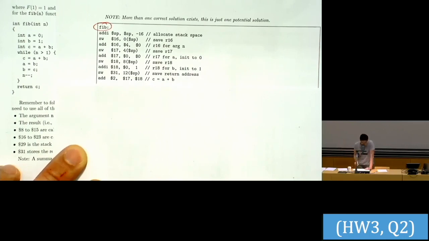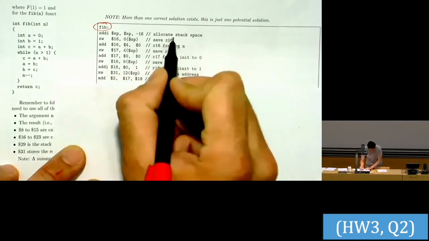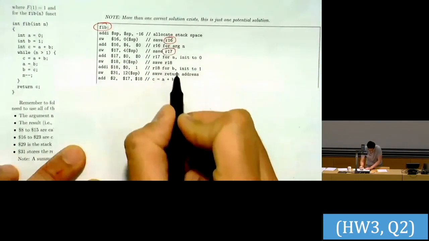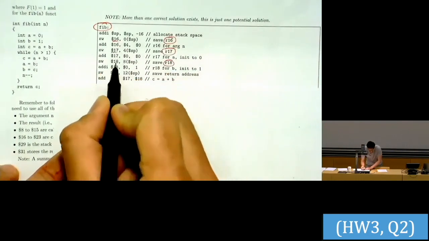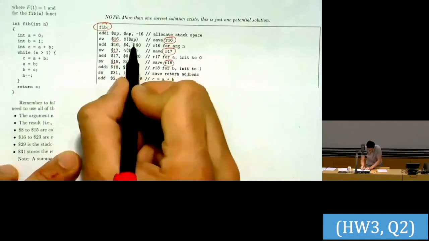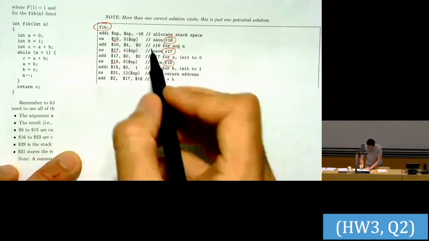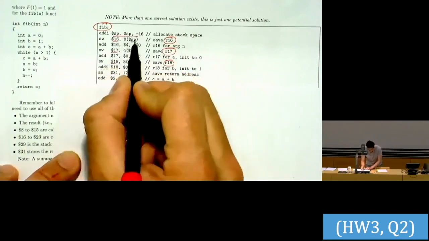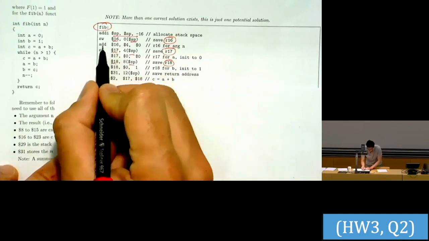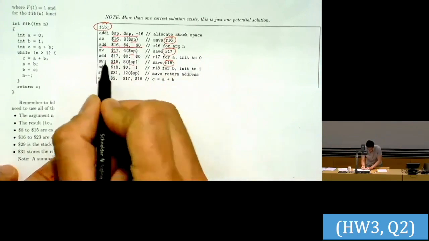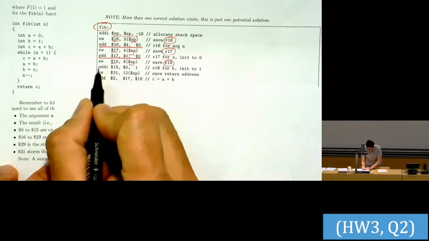So that's why the first thing that we have to do is saving the registers, in this case, registers 16, 17, and 18. We store them in some part of the memory that is pointed to by the stack pointer. And right after that, we initialize the registers with some values because we are going to use them.